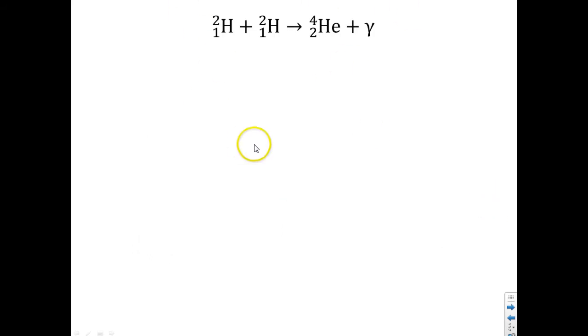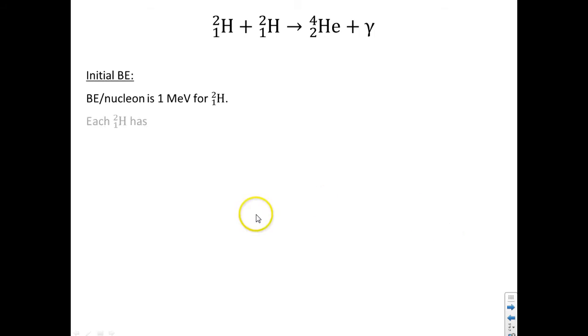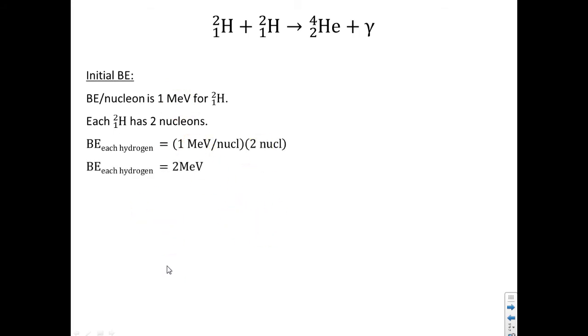Here's our reaction. I want to find how much energy the gamma has. Well, initially, the binding energy per nucleon is 1 MeV for the hydrogen. That's what the graph just showed us, the binding energy curve. So each of these hydrogens has 2 nucleons. So each hydrogen has a total binding energy of 1 MeV per nucleon times the 2 nucleons, or 2 MeV. So initially we have 2 hydrogen atoms, and each has a total binding energy of 2 MeV, which gives us a total binding energy of 4 at the beginning.